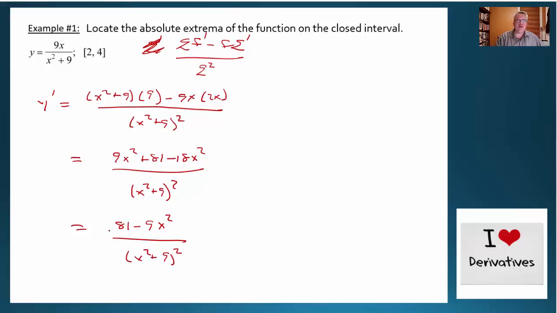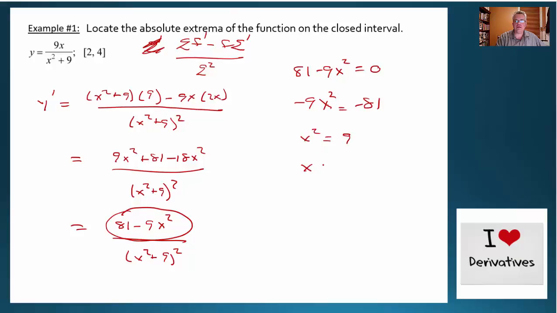Now, we're finding critical points. So we're interested where the derivative is either undefined or equal to 0. This derivative is defined everywhere, and it'll be 0 when its numerator equals 0. So we get 81 minus 9x squared equals 0. And if I move the 81 to the other side, we get minus 9x squared equals negative 81, or x squared equals 9, which means x could be plus or minus 3.